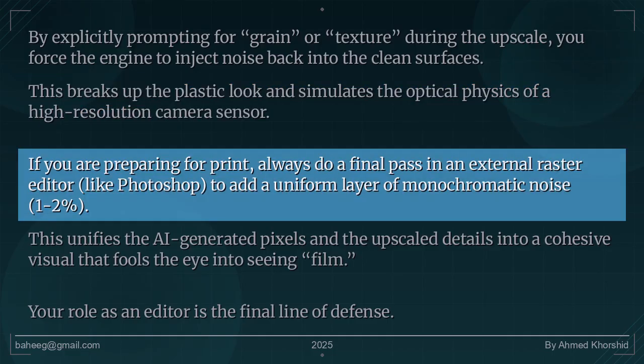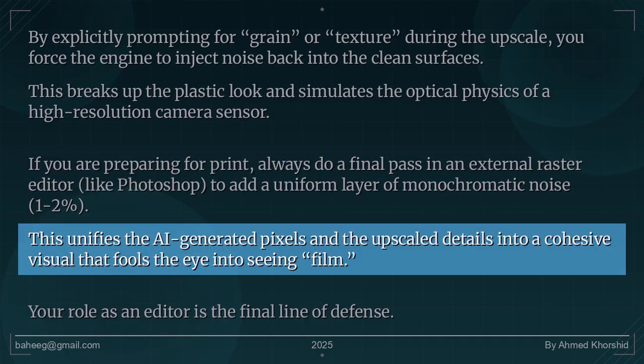If you are preparing for print, always do a final pass in an external raster editor, like Photoshop, to add a uniform layer of monochromatic noise, 1 to 2%. This unifies the AI-generated pixels and the upscaled details into a cohesive visual that fools the eye into seeing film.